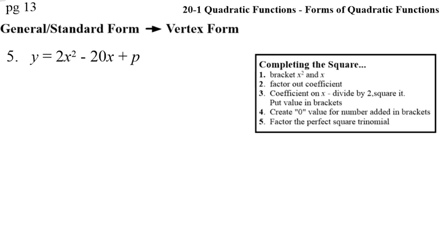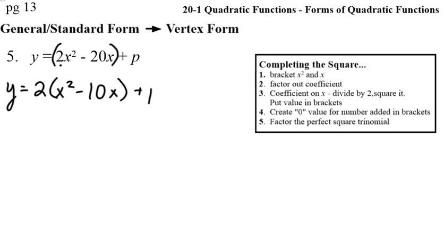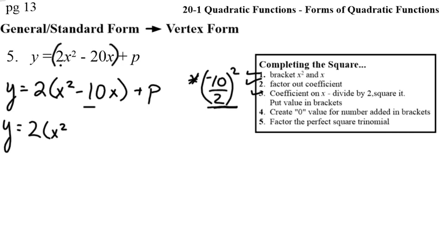Here we go. Bracket, x squared and x. Factor out a 2. Leaves us with x squared minus 10x, and I have a plus p on the end. Brackets, factor out a coefficient. Step 3, magic value. Negative 10 divided by 2, and then square it. That needs to be added in the brackets. X squared minus 10x, and that negative 10 divided by 2 is negative 5. Squared is a positive 25, plus p.